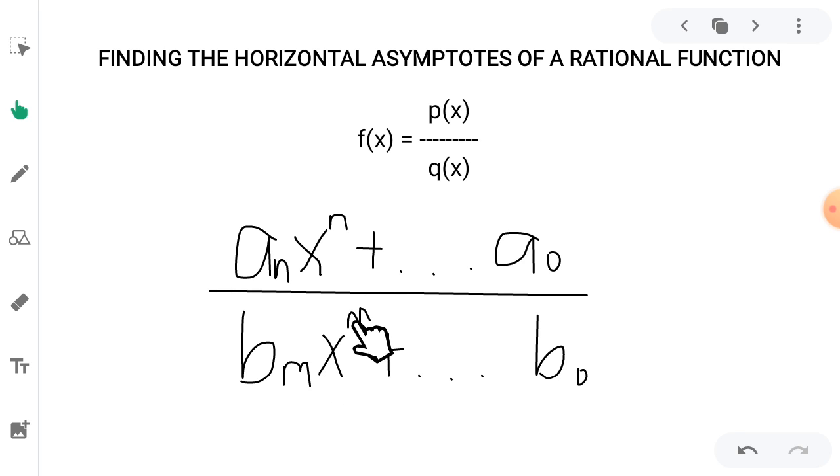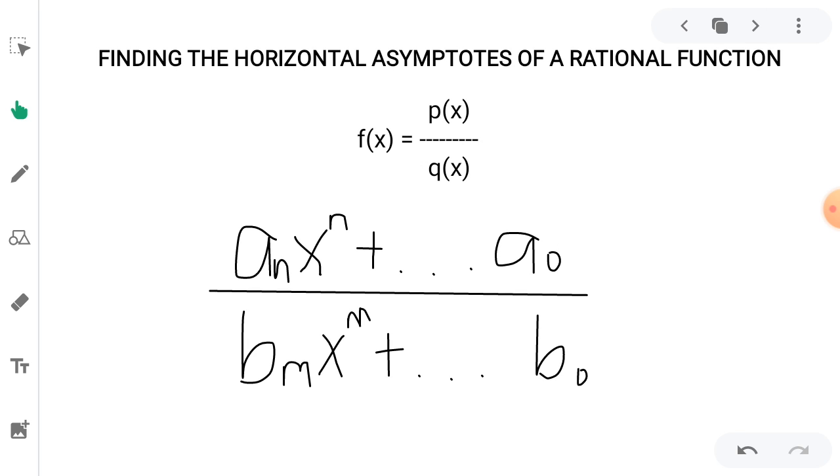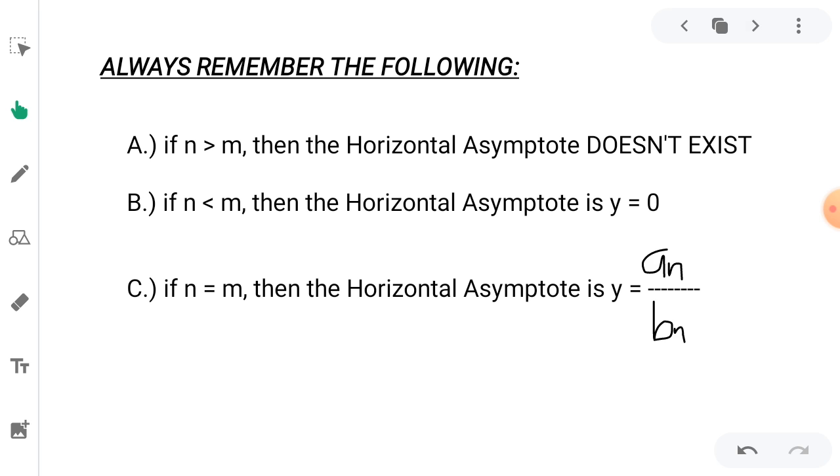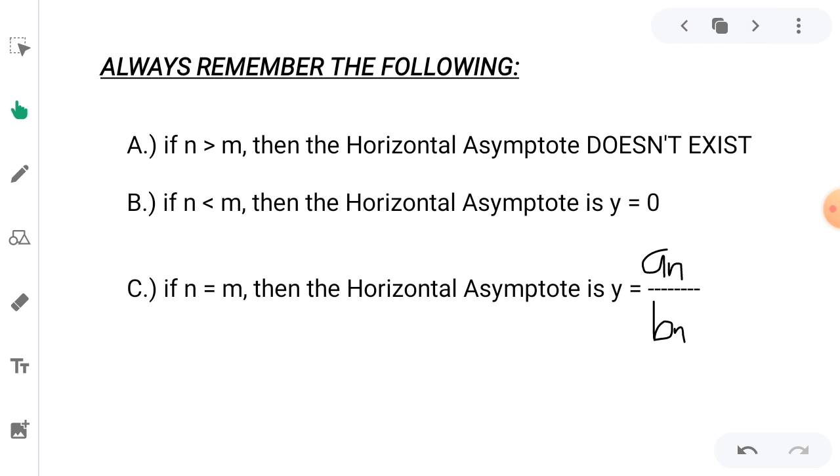times x raised to m plus and so on to a constant number, wherein the letter n here is the exponent of the numerator and the same goes with the denominator. So magkaiba po ang vertical asymptote sa horizontal asymptote. In finding the horizontal asymptote of the rational function, always remember the following. Ito lang yung kailangang tandaan sa pagkuha ng horizontal asymptote.